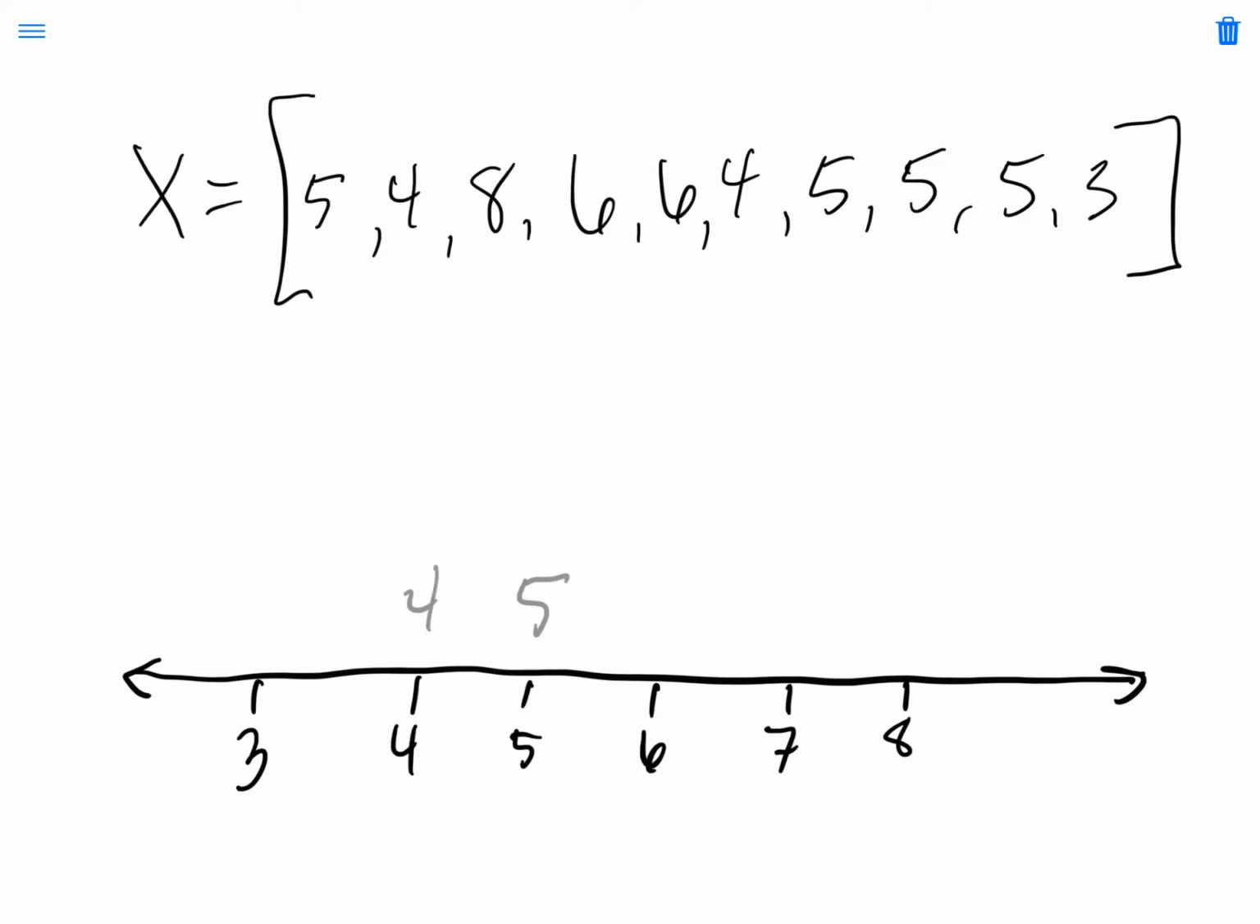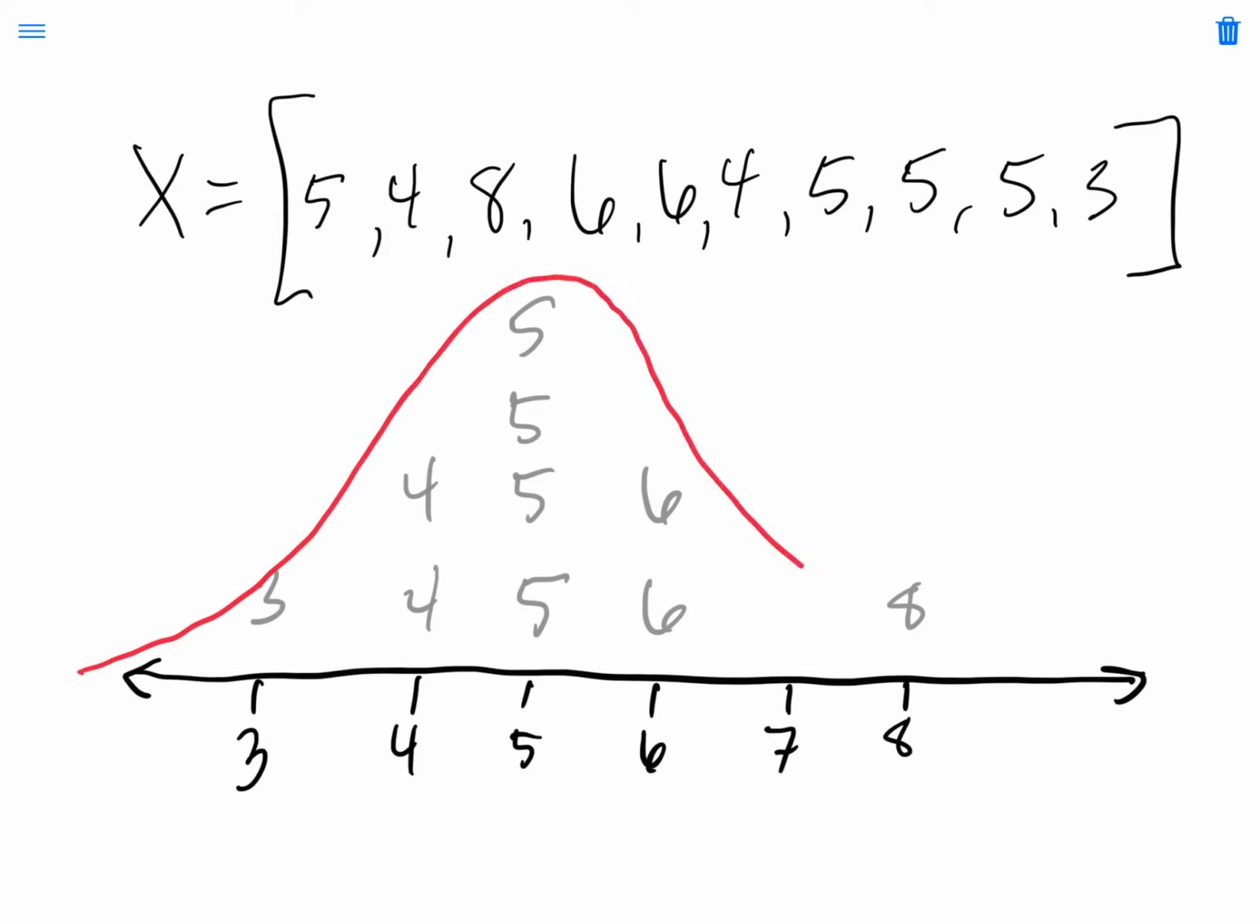Let's just take each individual value and set them on the number line where they belong. So we start with a 5, and we have a 4 and an 8, 2 6s, so we'll stack those up, and a 4 and 3 5s and a 3. Okay. So when we stack all these up, we see that we have a nice symmetrical slope here, where we have a clear peak in the middle, and then a nice descending ski slope to the left, and a nice descending ski slope to the right.